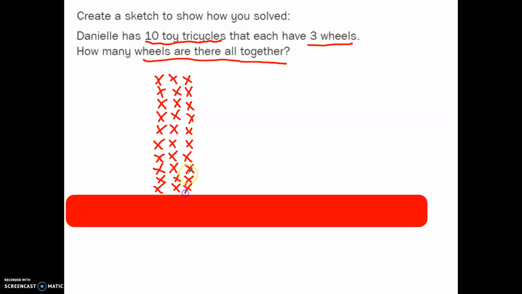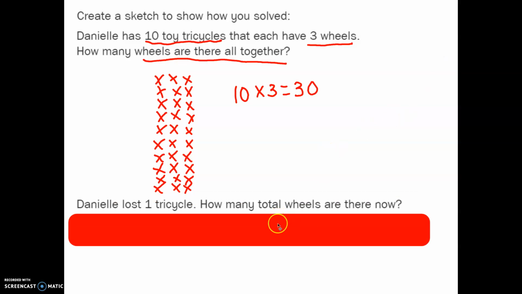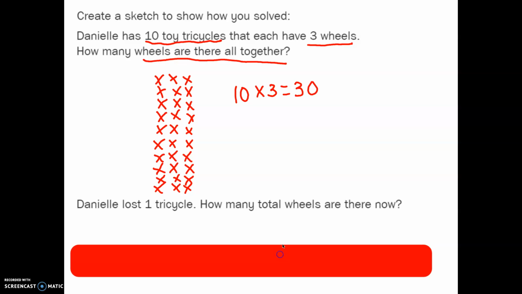So I'm going to go ahead and write a number model. 10 times 3. And now listen, when I'm writing my number model, I have to use the numbers in the problem. So 10 times 3 equals 30. I'm going to remove this red bar and see what our message is. Danielle lost a tricycle. Oh no. So how many total wheels are there now?